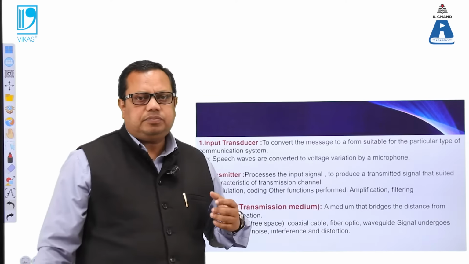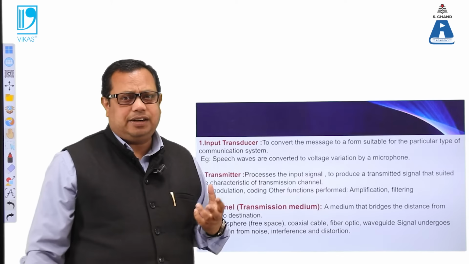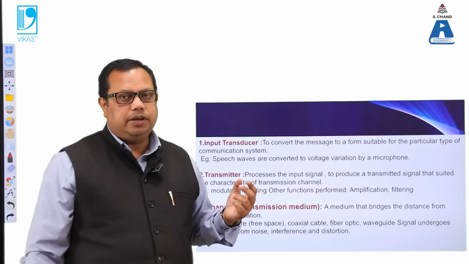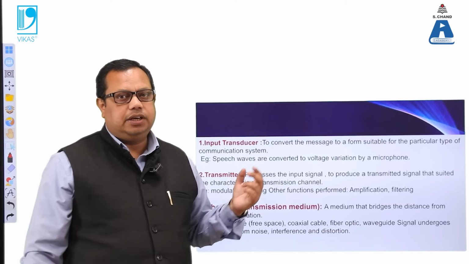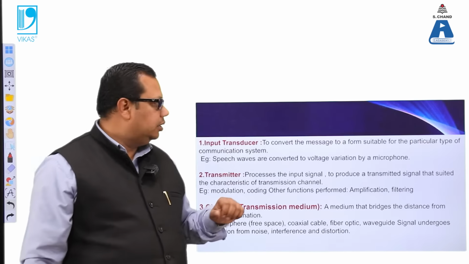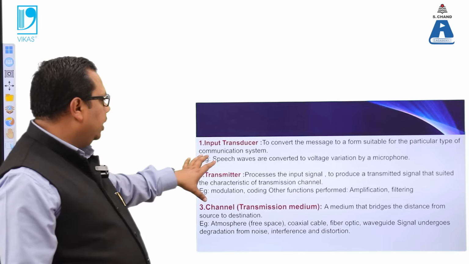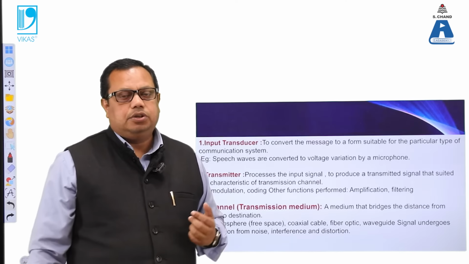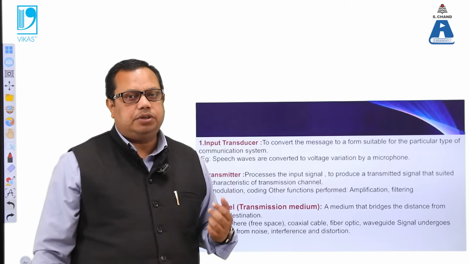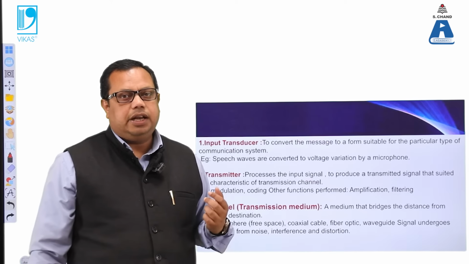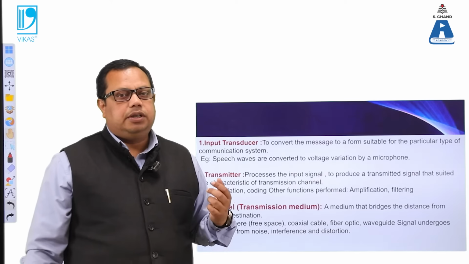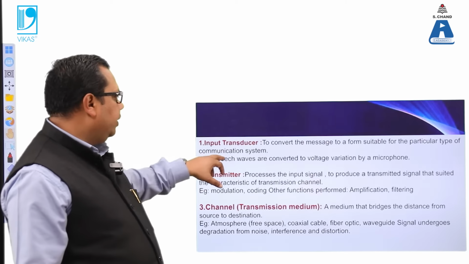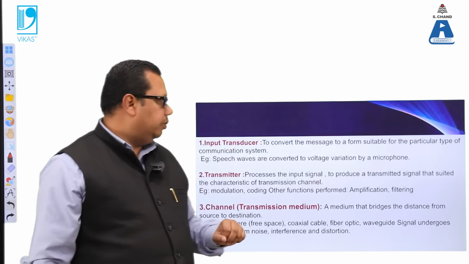Basically, a transducer generally converts the message into electrical signals. Whatever message we get is converted into electrical signals. Why does it convert into electrical signals? Because the machine can only read electrical signals. So when the electrical signals are processed by the machine, we get a particular output.